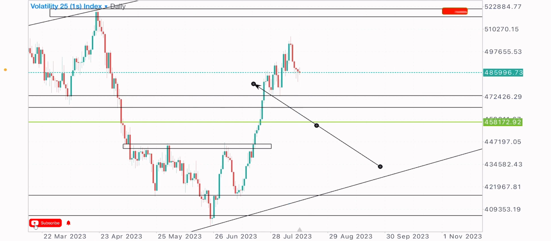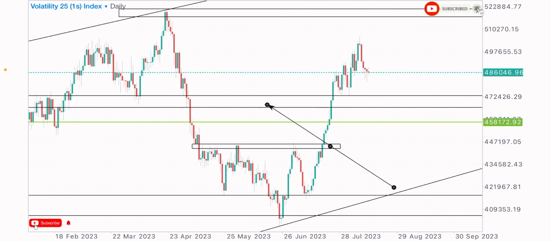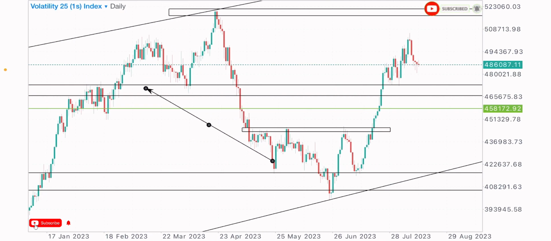So what's the current market structure at this point, at this particular zone? Because we've seen how the market has been acting on this level. The market reacted on this zone as a resistance.